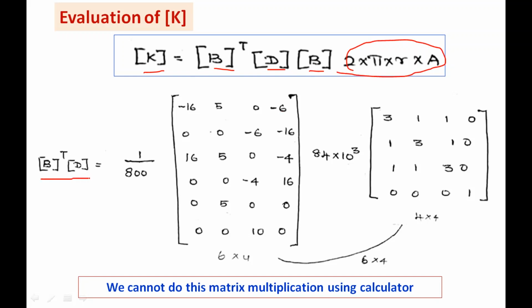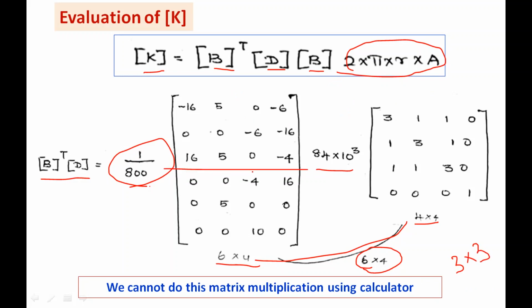First we will find B transpose into D. Here this is the constant. B transpose will be a 6 by 4 matrix and this is the D matrix, a 4 by 4 matrix. If you multiply these two matrices, we will again get a 6 by 4 matrix. The main drawback here is that for this matrix multiplication we cannot use the calculator, because the calculator can multiply up to 3 by 3 matrices only. This 3 by 4 matrix cannot be used in the calculator.